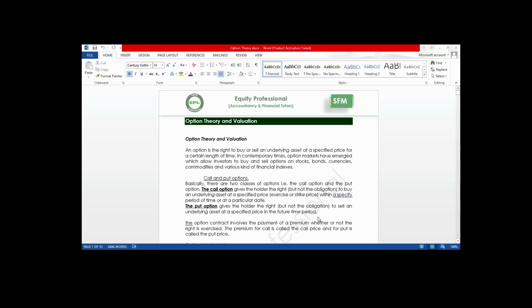These rights involve payment of premium, the option premium. Option premium must be paid to obtain the right to buy an asset or the right to sell an asset. The right to buy an asset is the call option, while the right to sell an asset is the put option.